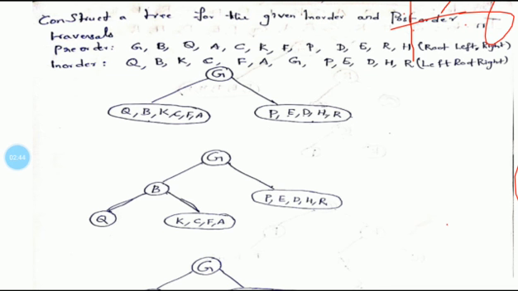So G is considered the root. For this particular tree, G is the root node. Next, with respect to this root node, we have to determine the left part and right part. The left part and right part can be determined by observing the in-order sequence. To the left of G, Q, B, K, C, F, A is there. That's why I placed Q, B, K, C, F, A in the left part. And to the right of G, P, E, D, H, R is available. So that's why it is placed in the right part.